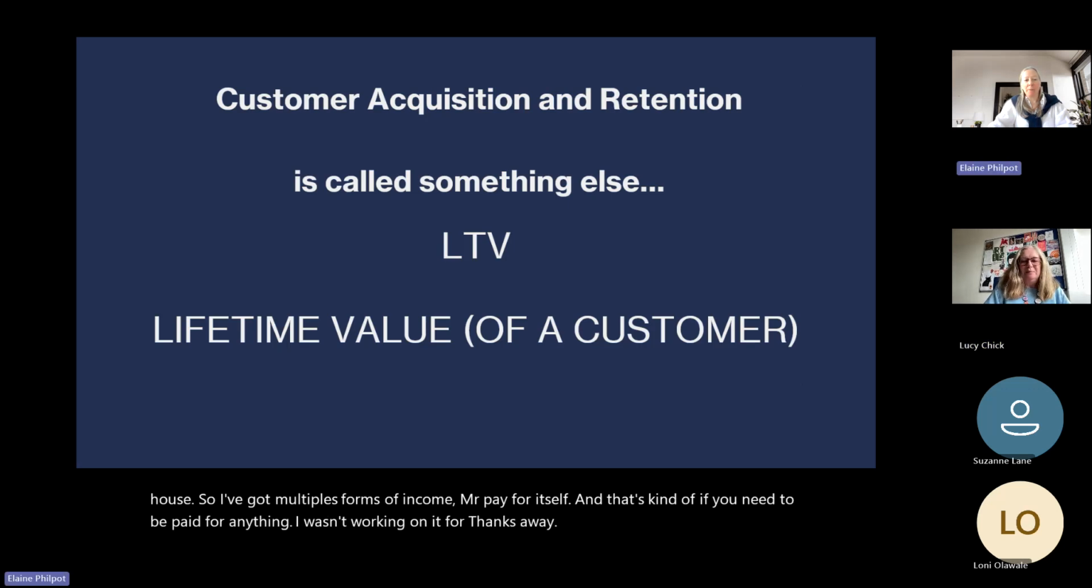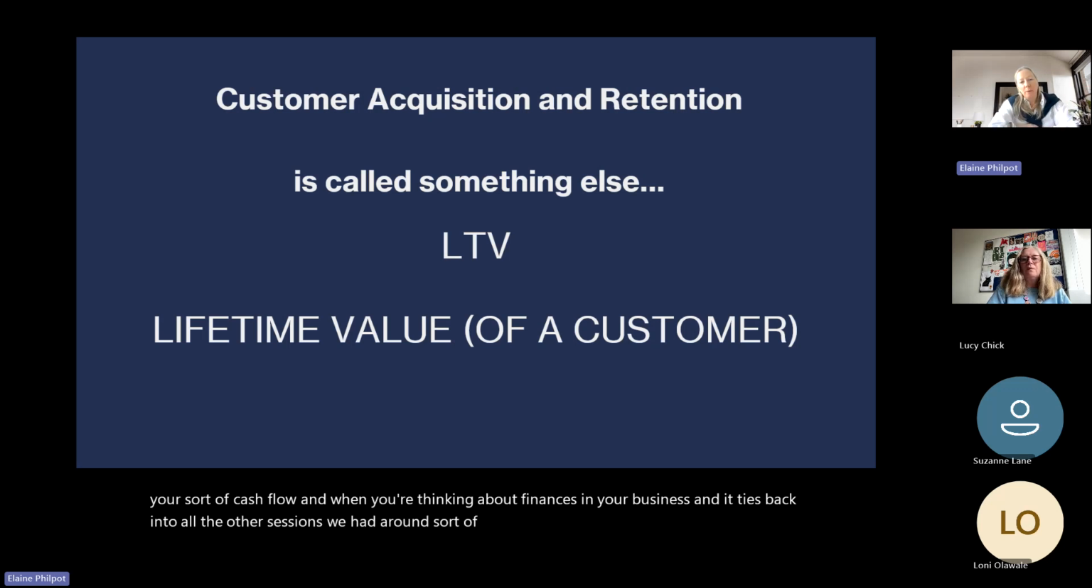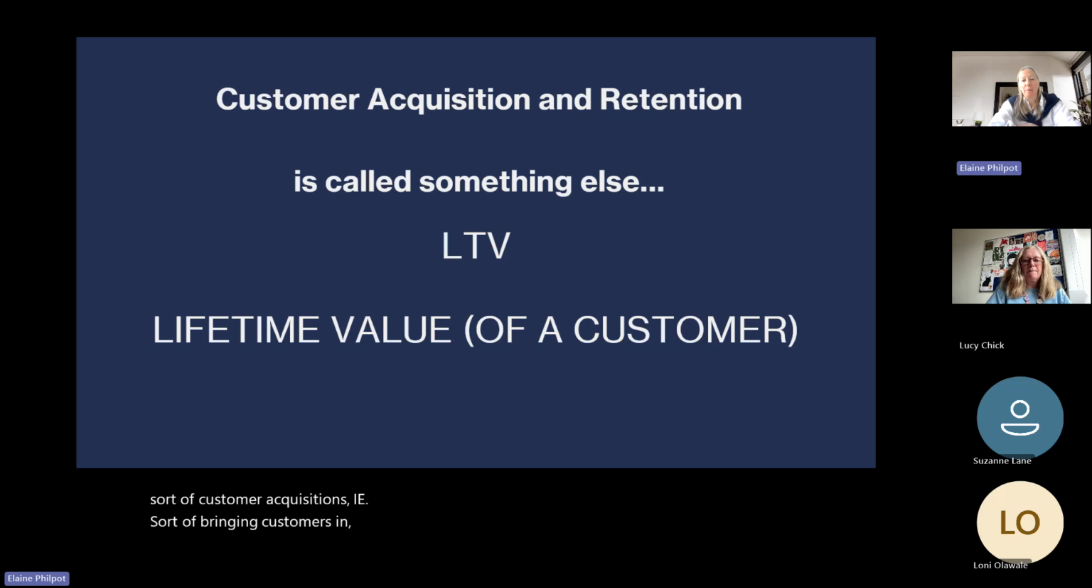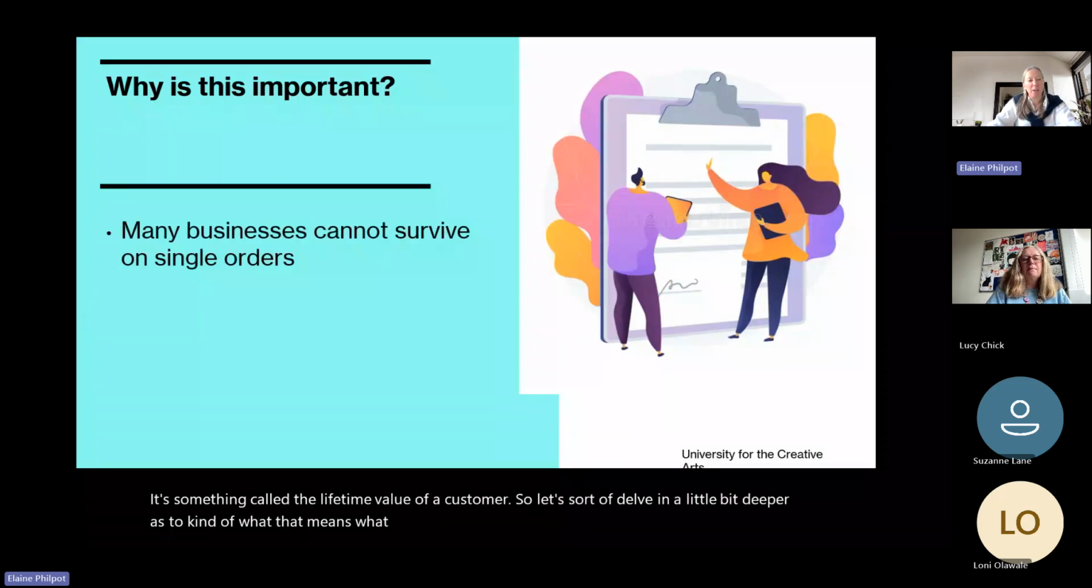Yes, so one of the things we wanted to touch on today, because it really relates to your cash flow and when you're thinking about finances in your business, and it ties back into all the other sessions we had around marketing and who your customer is, is customer acquisition. We mentioned it in our previous session, and we're going to look at customer acquisition, i.e., bringing customers in, acquiring customers, and retaining them. And it's something called the lifetime value of a customer. So let's delve a little deeper into what that means, what that might look like, and why it is important.